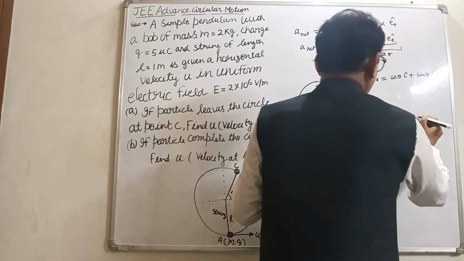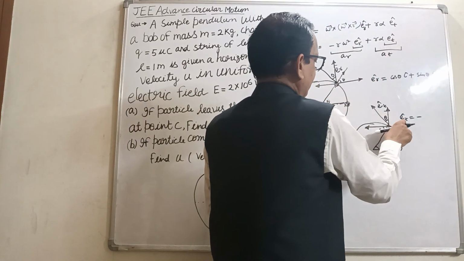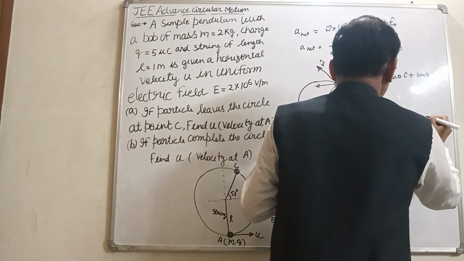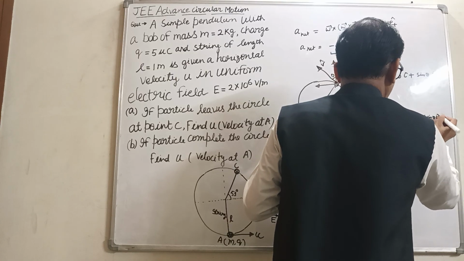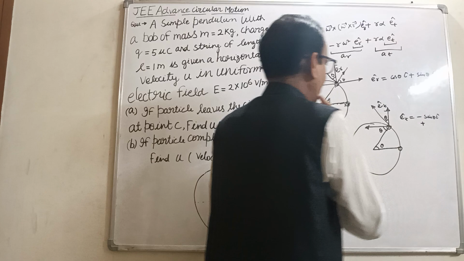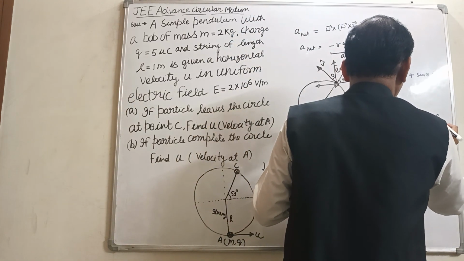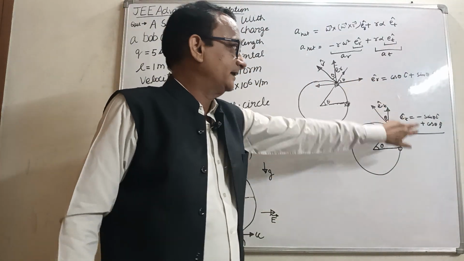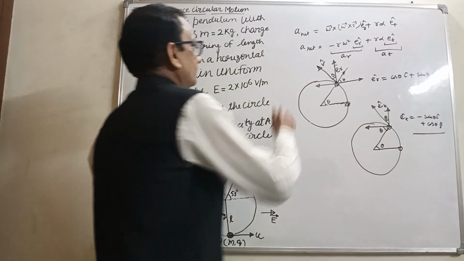This is a minus sign because of this negative side. So this would be minus sin theta i cap plus cos theta j cap. This is the unit tangential unit vector. This is radial unit vector. This is tangential unit vector. This is uniform circular motion.